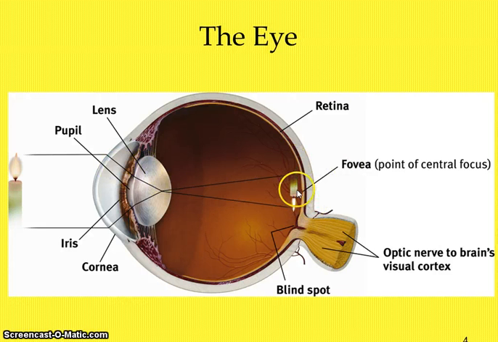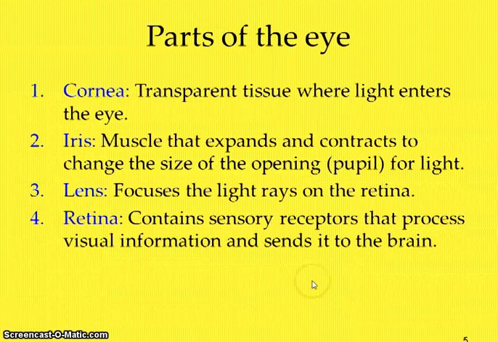Once the light hits the fovea, activates the cones, it goes to the optic nerve. The optic nerve takes the message, takes the chemical energy, the light, from the eye to the brain, specifically to the thalamus, and the thalamus sends it to the visual cortex. Now, where our optic nerve leaves the eye and goes to the brain, we will find our blind spot.